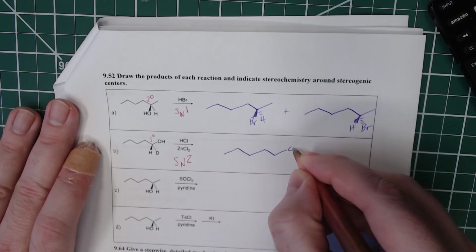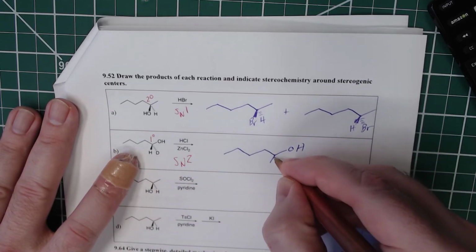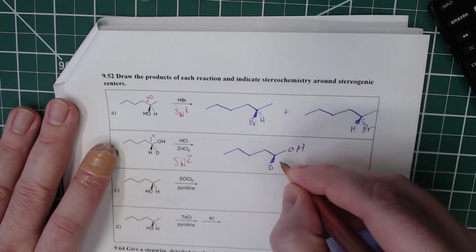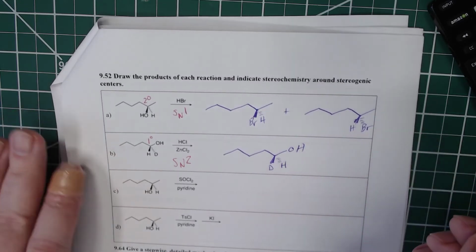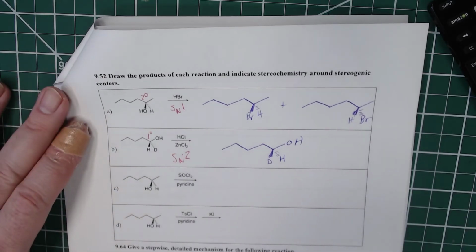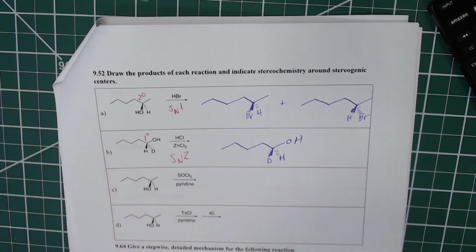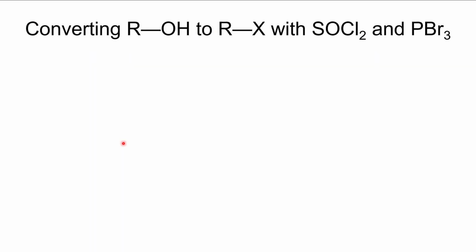And then here is the OH. And since we're getting inversion, I'm going to switch these two. So we'll get deuterium there and hydrogen there. All right. So that will be our primary product on that. Let's go back and look at the next thing.